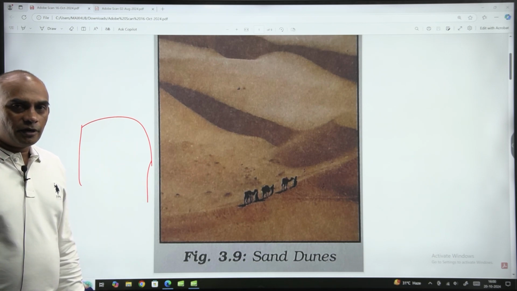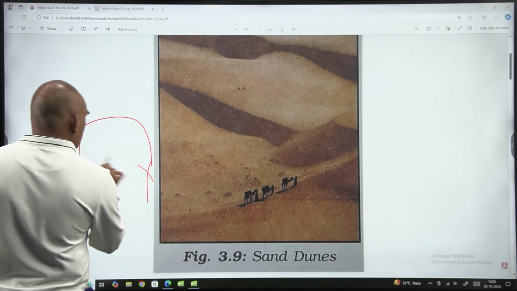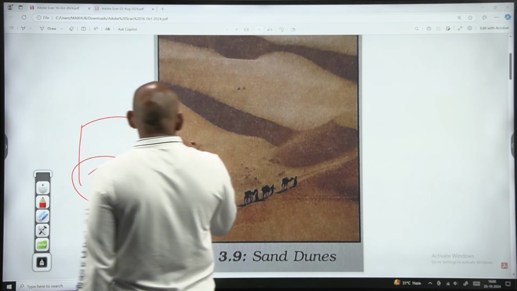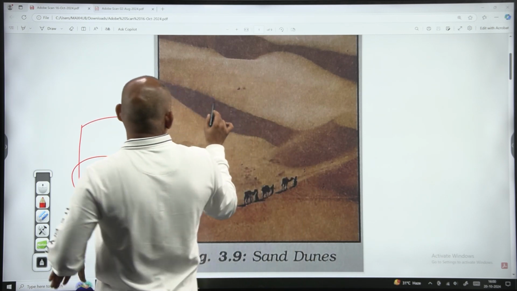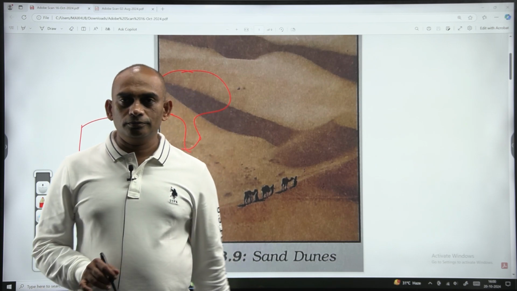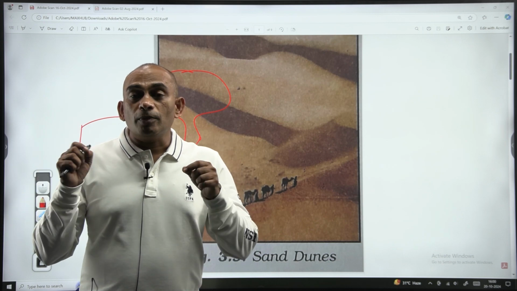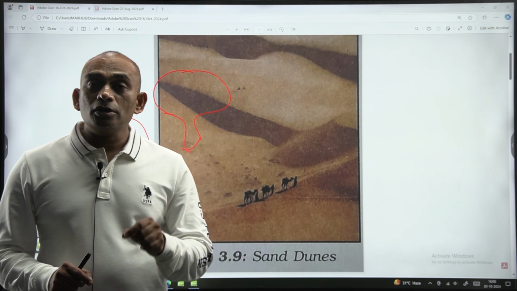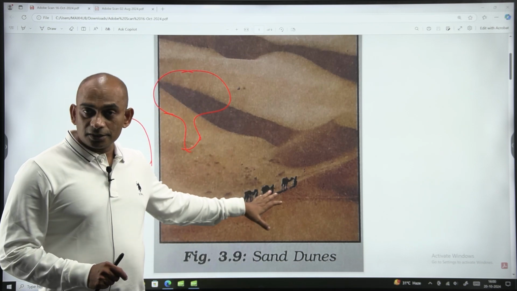Over a period of time, because of that splashing, this lower section would become narrower and the upper would remain wider. So these rocks would look like a mushroom shape. That's why these rocks are called mushroom rocks. These mushroom rocks are the characteristic features of the desert.